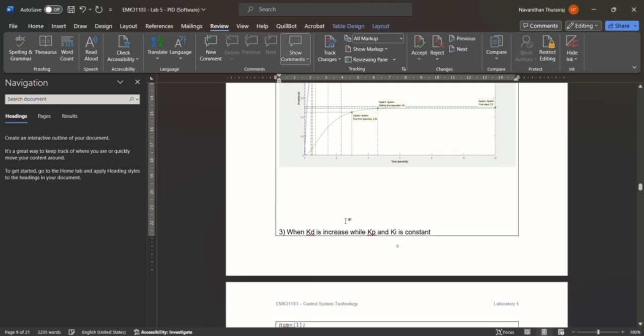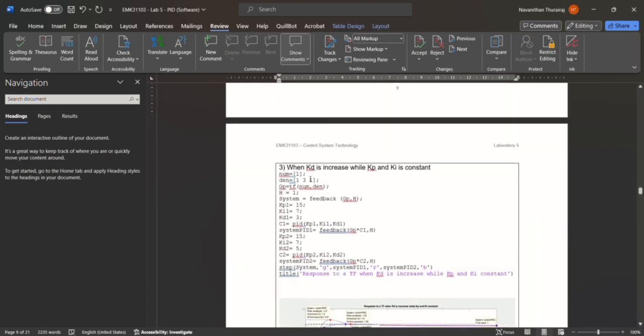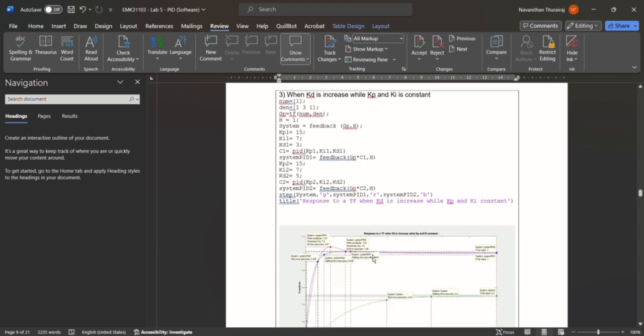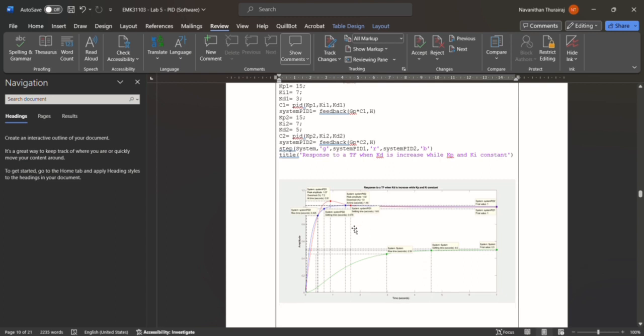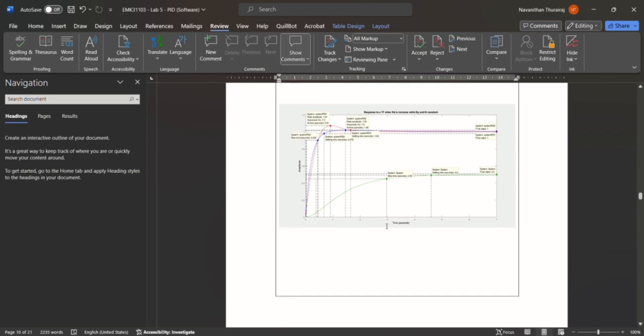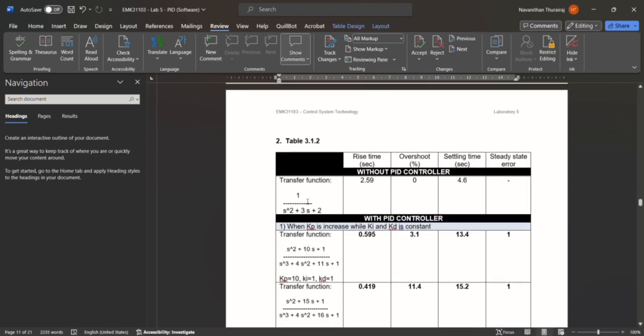The next one is when Kd is increased while Kp and Ki are constant. The numerator, denominator, GP and everything are the same. Kp1 is 15, Ki is 7, Kd is 3, Kp2 is 15, Ki is 7 and Kd2 is 5. This is the response to TF when Kd is increased while Kp and Ki are constant. So this is the table.